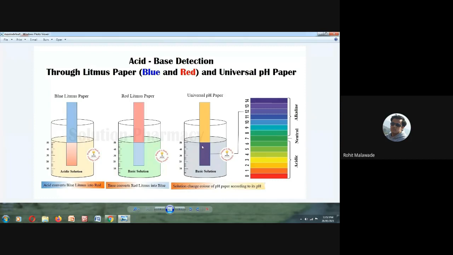Now violet color signifies, more basic. It is concentrated basic. This represents the concentrated basics, right? And this represents acidic in nature, right? And blue color is going to signify moderate basic.